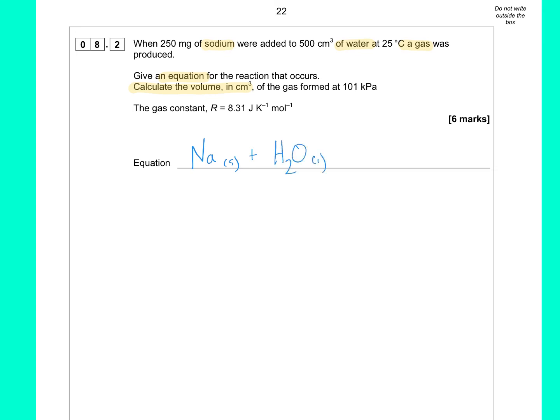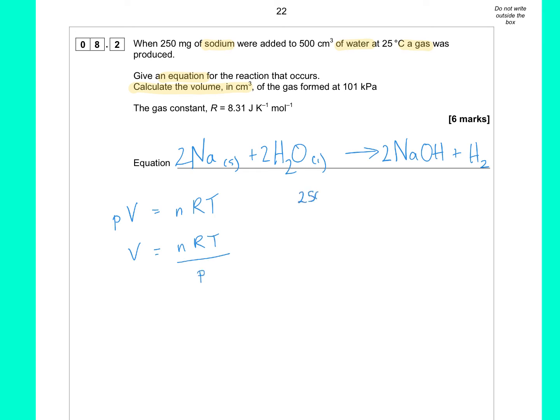remembering that sodium is going to react with water and it forms sodium hydroxide and hydrogen. And then going back and making sure it's balanced, we know that we're going to need 2 lots of sodium and 2 lots of water to get the 1 mole of hydrogen, and 2 lots of sodium hydroxide. So if we know that PV equals nRT, we need to rearrange it so that volume is the subject. So volume is going to be nRT over P.